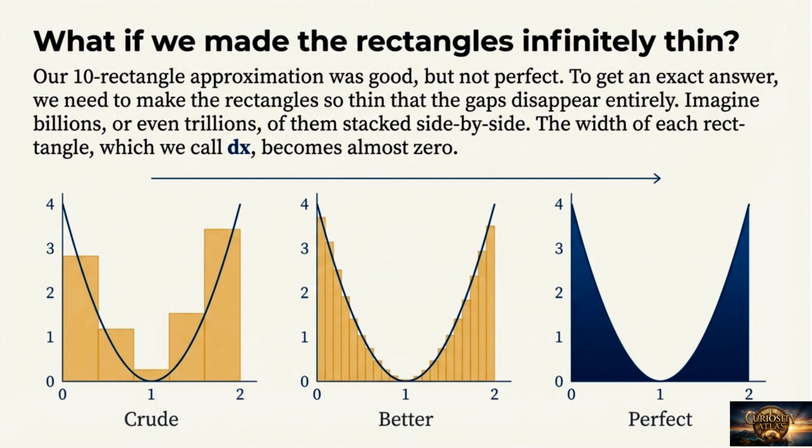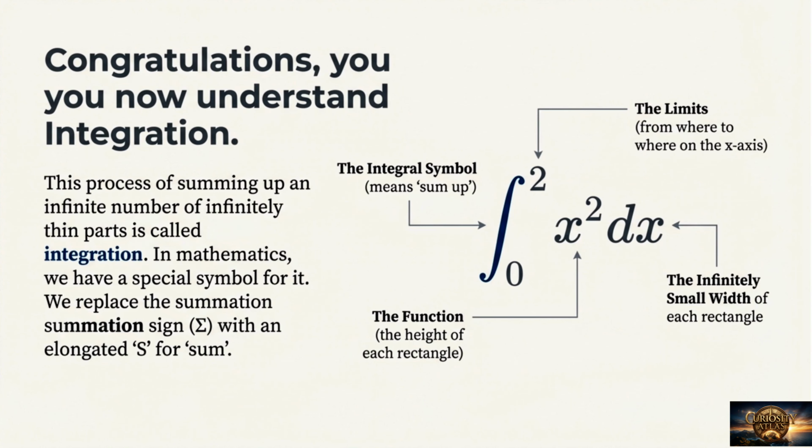What if we made the rectangles infinitely thin? To get an exact answer, the gaps must disappear entirely. We imagine an infinite number of rectangles. The width of each rectangle, called dx, becomes almost 0. This moves us from a crude approximation to a perfect measurement. Congratulations, you now understand integration.